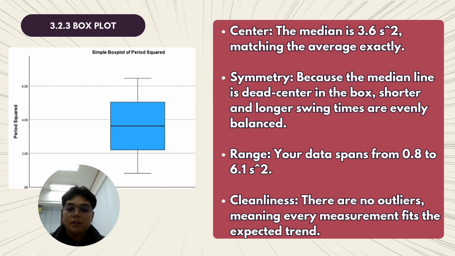For this box plot, the median is 3.6, which matches the average. And then, because the median line is centered, the swing times are evenly balanced. The data spans from 0.8 to 6.1, meaning every measurement fits the expected trend.